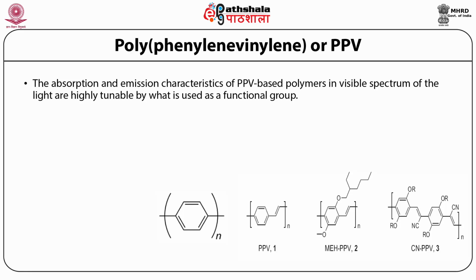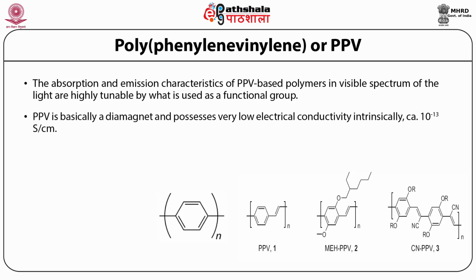Now, the thin films of PPV with a high degree of crystallographic orientation possess a P14 symmetry. The structure is made of monoclinic unit cells which consist of two monomer units. PPV is basically a diamagnet and possesses very low electrical conductivity.